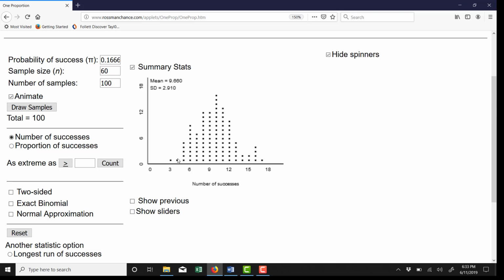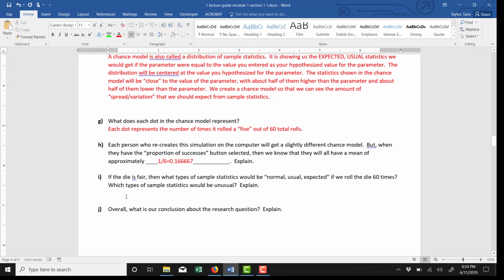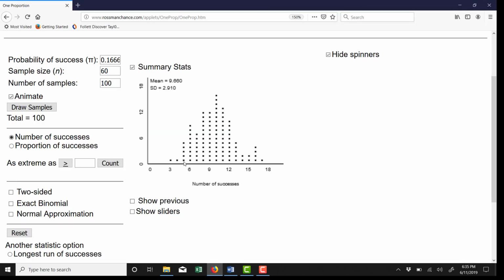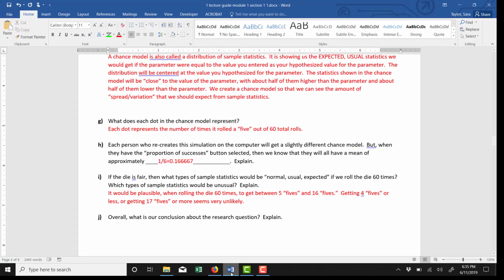That doesn't seem plausible, right? That hardly happened at all. When they did this 100 times, only once did they get this few, only 3 5s out of 60 rolls. So the ones that have a lot of dots above them are like 5 rolls out of 60, 6 rolls out of 60, all the way up to like 15, 16. Yours might look a little different, but it should be pretty close to what I'm saying. So I said it would be plausible when rolling the dice 60 times to get between 5 5s and 16 5s. So here up to here.